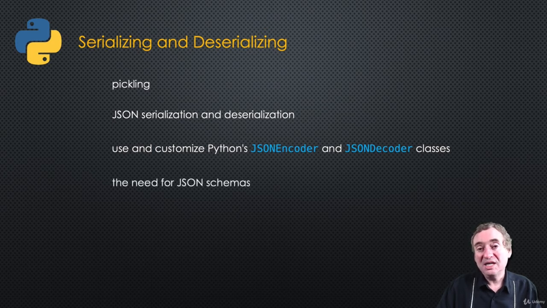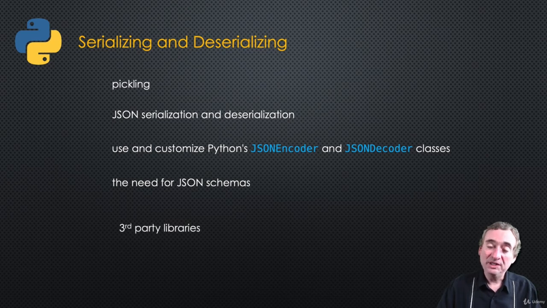But we'll also see that we actually really want to put some structure on our JSON, and it's called JSON schemas. And I'll show you one of the standards that's available, and then we'll even create our own standard for certain things. And we'll see how we can use that effectively when we're deserializing JSON data into Python objects.